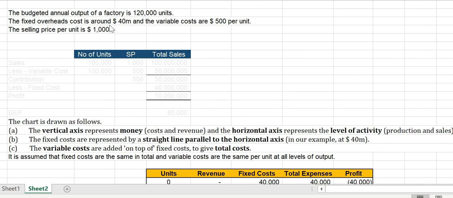Now let's take this example to calculate the break-even point by using a break-even chart. First and foremost, let's calculate the break-even point by using the formula. The budgeted annual output of a factory is 120,000 units. The fixed overhead cost is around 40 million and the variable cost is 500 per unit. The selling price per unit is 1000.